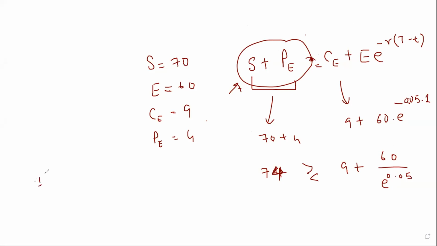If 74 is greater than whatever you have, this 9 plus 60 by e to the power 0.05, then what should you do? You should sell this. If you go short on the stock and sell a put, this is the money you get in your wallet. Then with that money, you buy a call, and the remaining you keep in your bank. And whatever the delta is between these two, you keep in your wallet and run away. Correct? This is what we had seen in put call parity. Do you remember this?